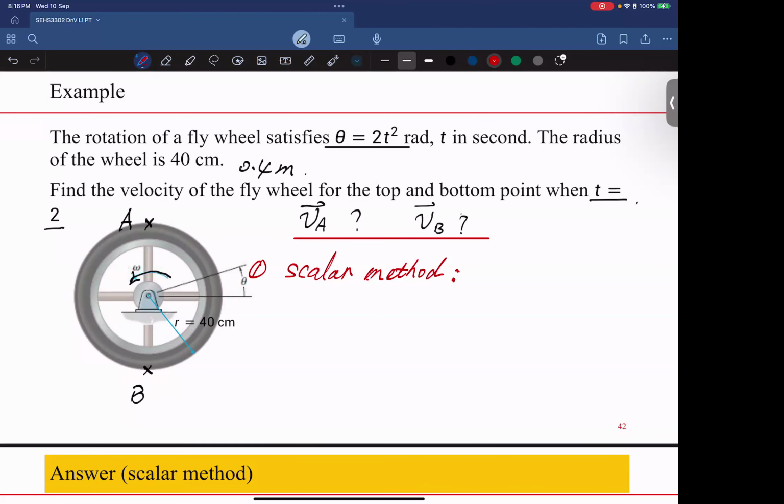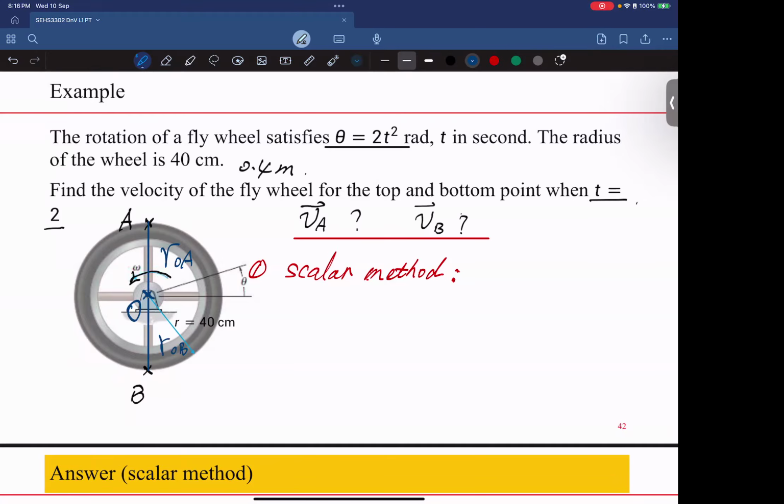For one thing, we link the center to the point. For point A, from the center to A, we have such a link. And from the center to B, we have the other link like this. So we have OA and OB, or r_OA and r_OB.